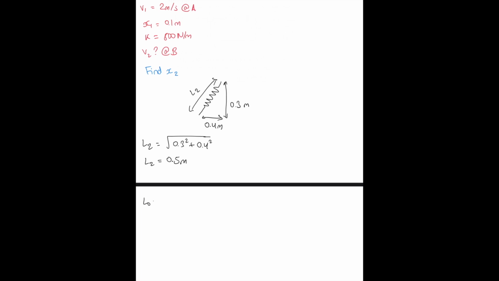And now we want to find the unstretched length of the spring, so L naught is equal to 0.4 minus x1. This is the unstretched length of the spring, because we don't know that yet from the question. And we know our x1, so our L naught is going to be equal to 0.3 meters.